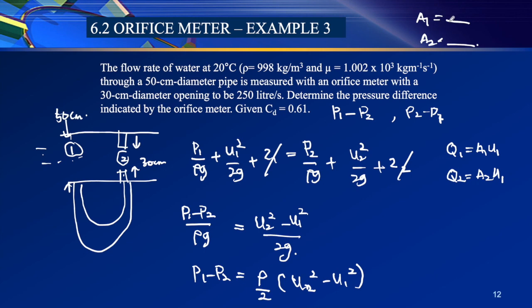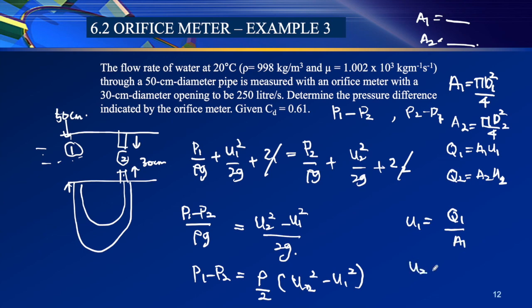Area 1 uses A1 equals pi d squared over 4. Area 2 is also pi d squared over 4. It depends on the diameter. If you want to find area 1, you use D1. If you want to calculate area 2, you use D2. Then rearrange the equation to find velocity 1 and velocity 2. So U1 equals Q1 over A1, and U2 is Q2 over A2.